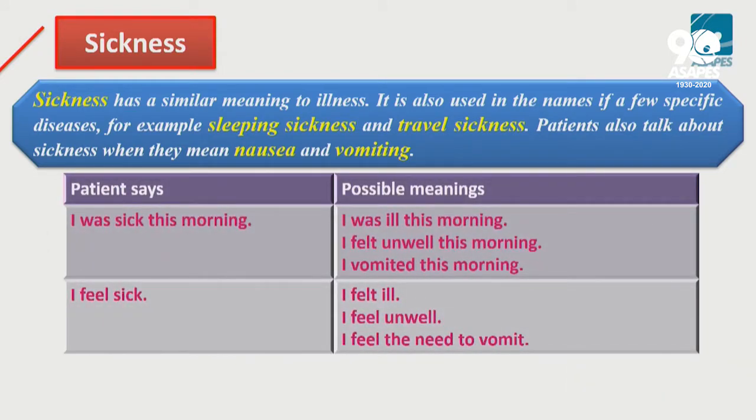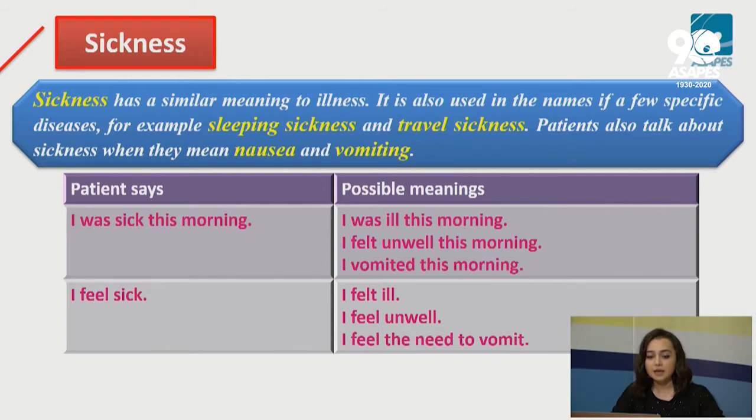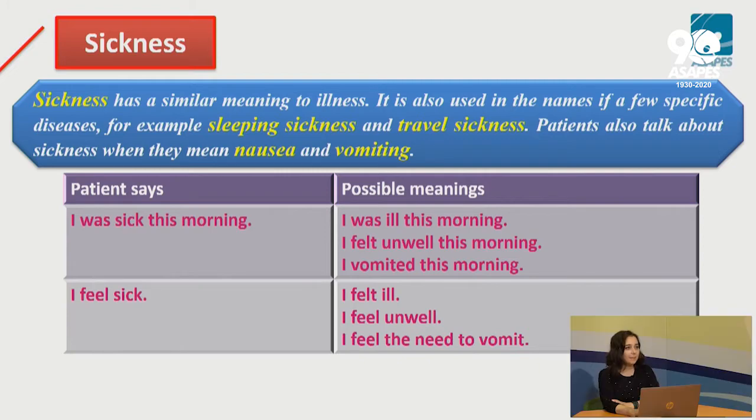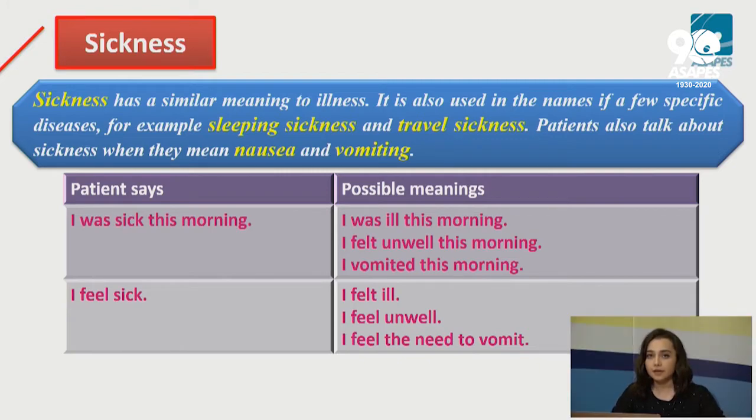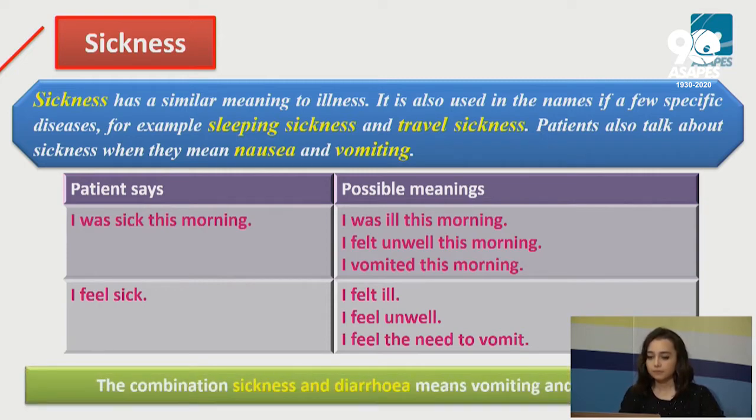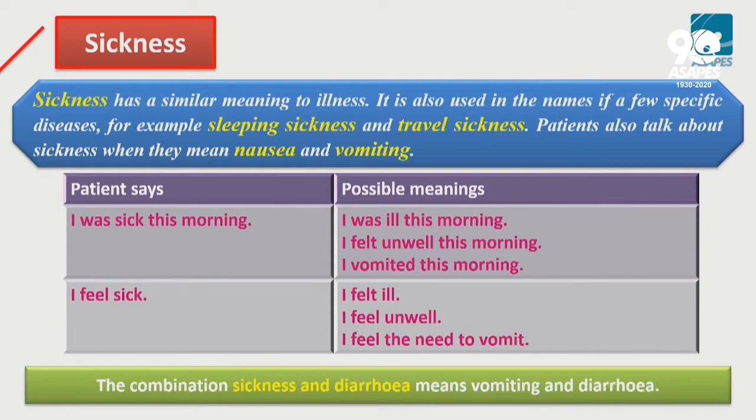While a patient is explaining his symptoms to a doctor, he might use different words. For example, he might say, I was sick this morning, which means that I was ill this morning, or I felt unwell this morning, or I vomited this morning. A patient may say, I feel sick, and this sentence might have several possible meanings. For example, I felt ill, or I felt unwell, or I felt the need to vomit. The combination sickness and diarrhea means vomiting and diarrhea.